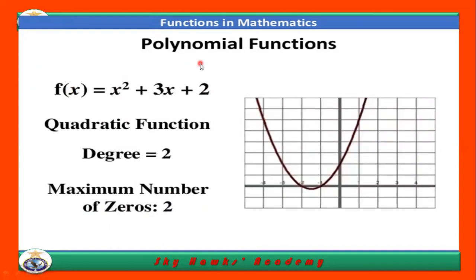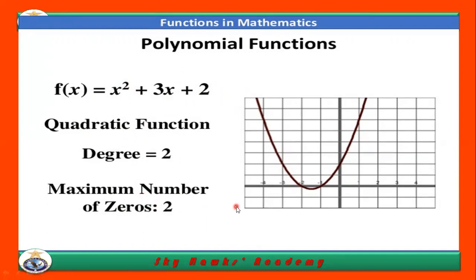Another example is given: f(x) is equal to x square plus 3x plus 2. This is the quadratic function. The degree is 2 because if x has power 2, it becomes second degree. Maximum number of zeros: if you factorize this, you will get 2 factors, and when you put those 2 factors equal to 0, you will get 2 zeros.